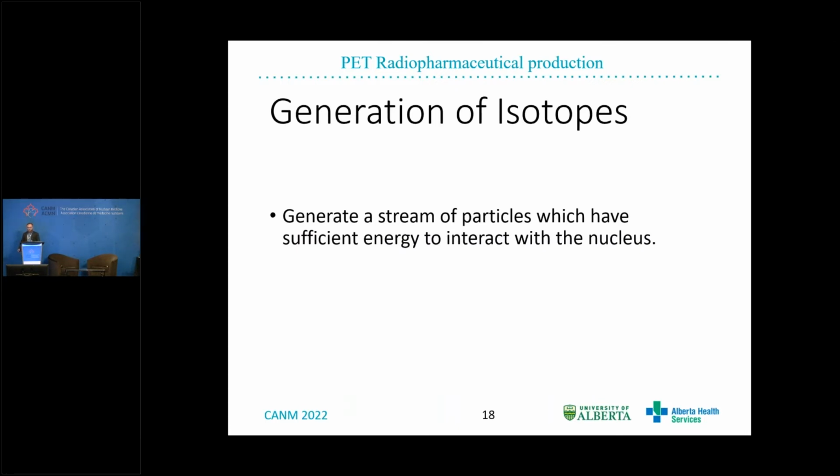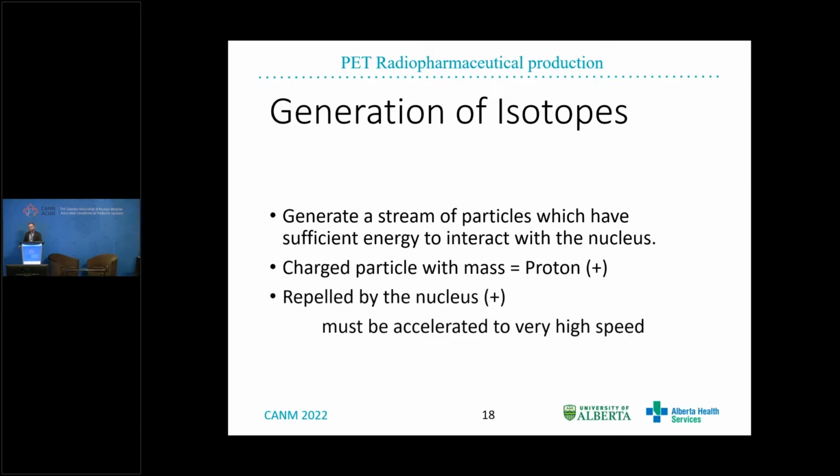So basically what we're doing is we're generating a stream of particles which have sufficient energy to interact with the nucleus. And it's a charged particle with a mass. So that means it's going to be repelled by the nucleus. So it has to be accelerated to a very high speed to actually interact with the nucleus. I think we're talking about 20% of the speed of light.